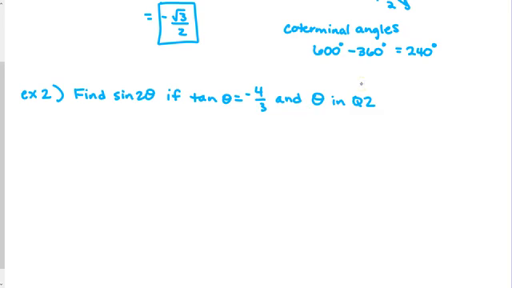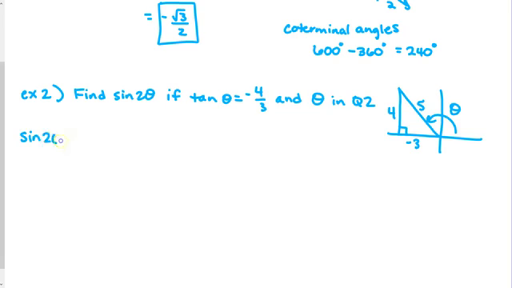Use those clues to make a reference triangle. So theta is in quadrant 2. That means the terminal side is in quadrant 2. So this is angle theta. The tangent is negative 4/3. So I'm going to put a 4 on the opposite and a negative 3 on the adjacent. So that means the hypotenuse is 5. So now we have our reference triangle, and we're going to find the sine of 2 theta.